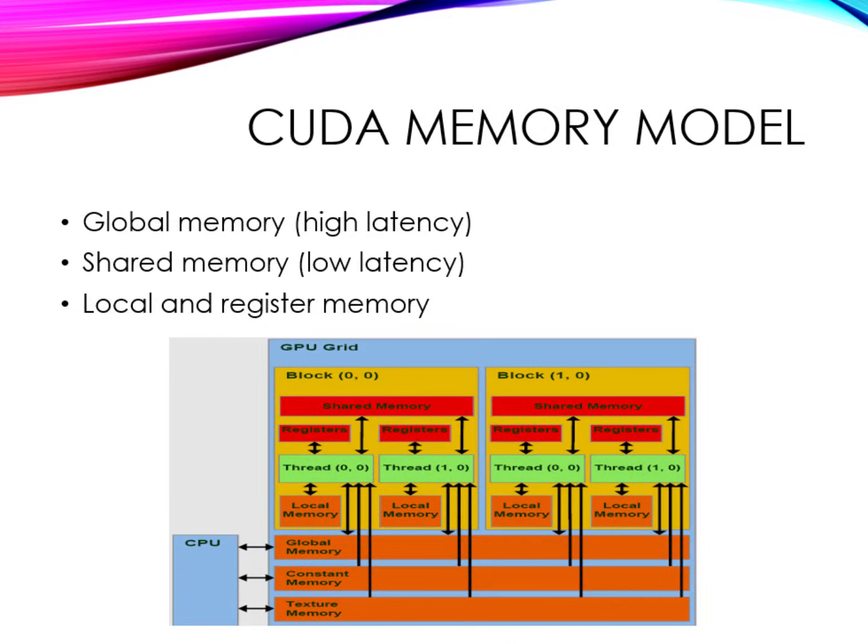So, understanding memory is critical for performance. Global memory is large and accessible by all threads, but has a high latency. It is slow. Unlike shared memory, which is much smaller but incredibly fast, and is shared only by threads within the same block. Using the right memory type is key to efficient programming.